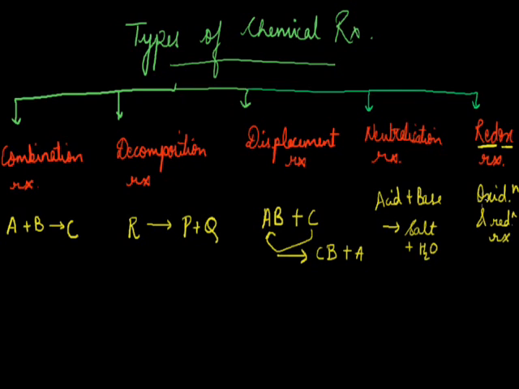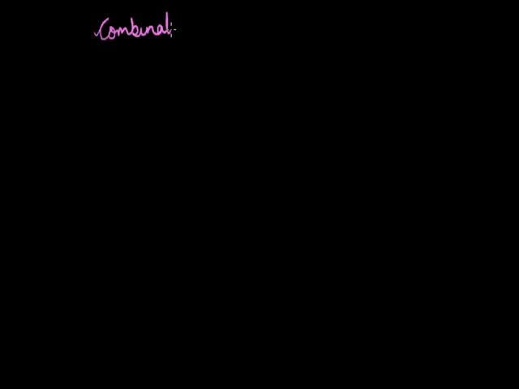So we will be dealing with these one by one. The first type of chemical reaction we will start with is the combination reaction. Combination reaction, as the name suggests, means the reactants are combining to give you one product. This is the meaning of the word combination reaction.